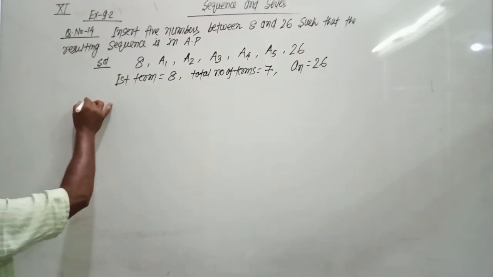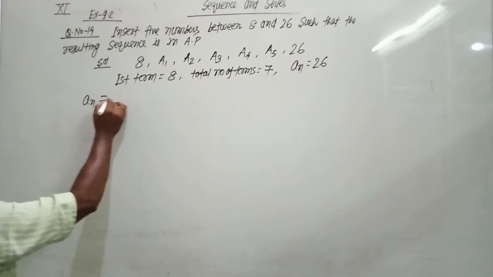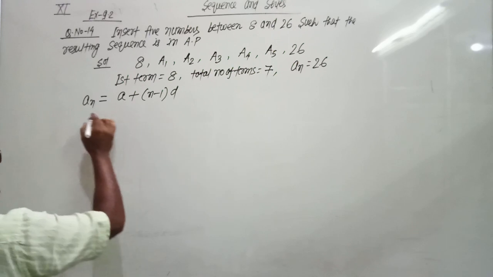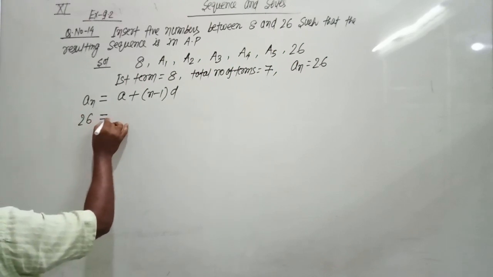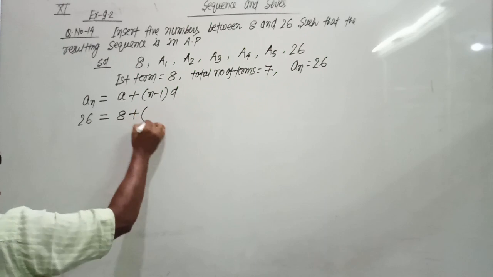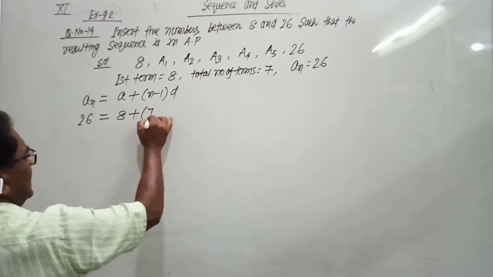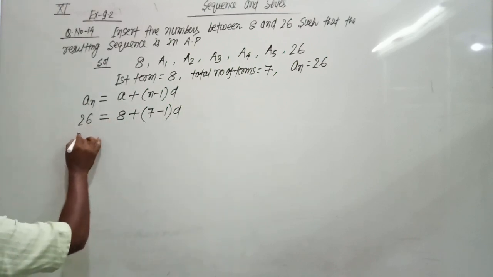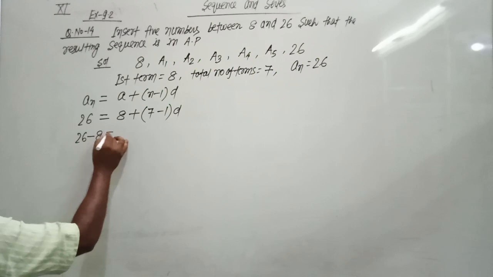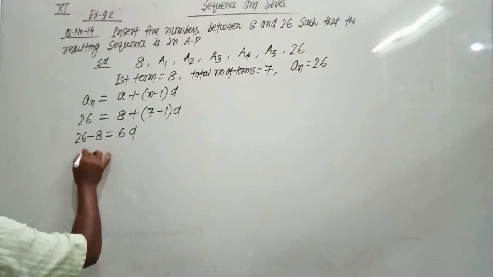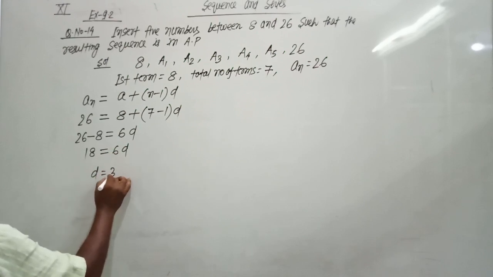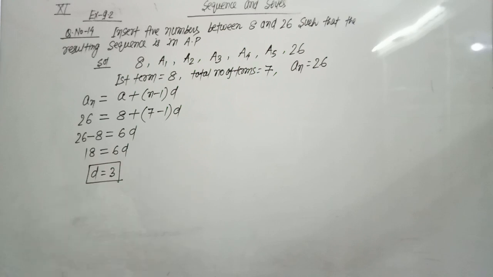So we use the formula for finding an. An equals a plus (n minus 1) into d. The value of an is 26. The first term is 8, and the total number of terms is 7, so 7 minus 1 into d. 8 will go on the left side. 26 minus 8 equals 18, and 18 equals 6d. 18 divided by 6, we get the value of d, 3.